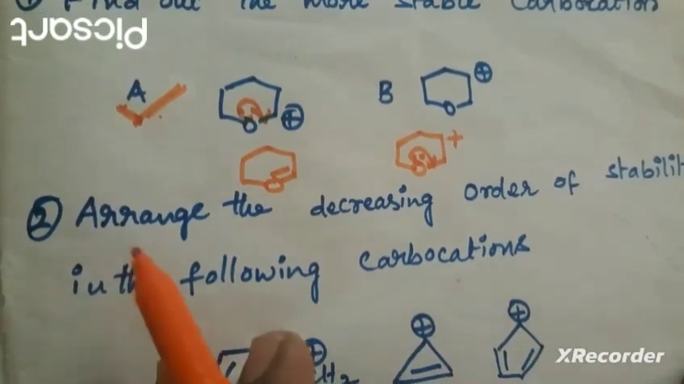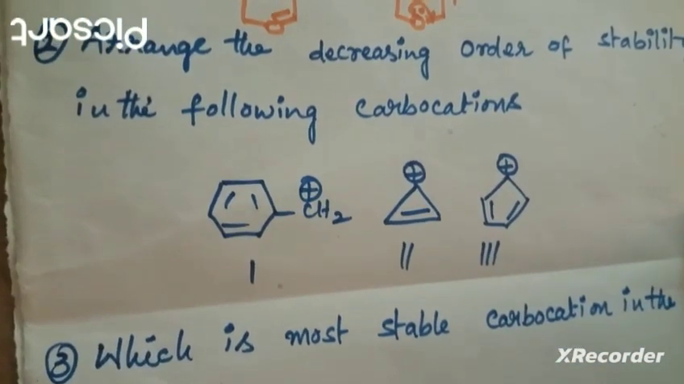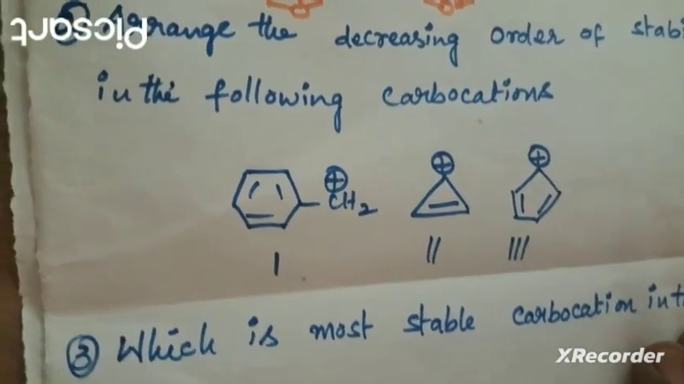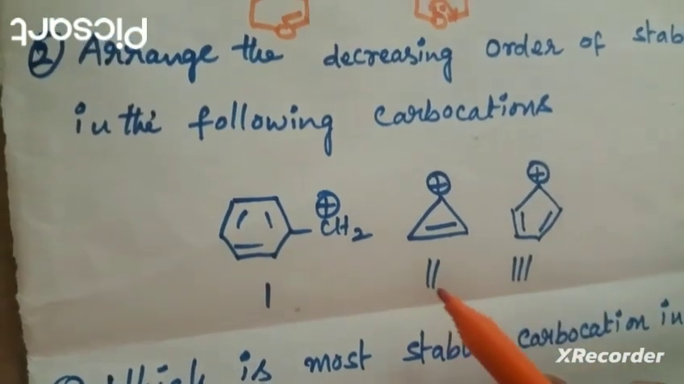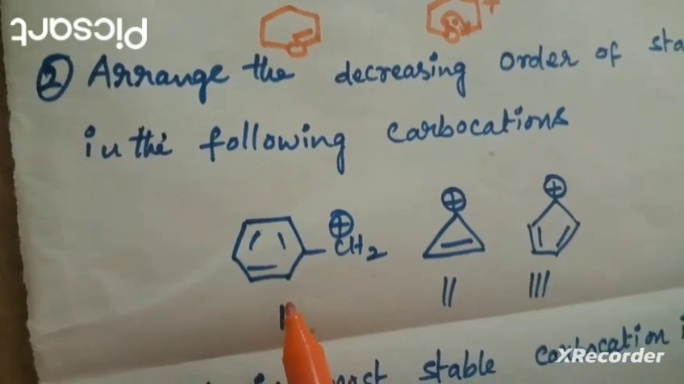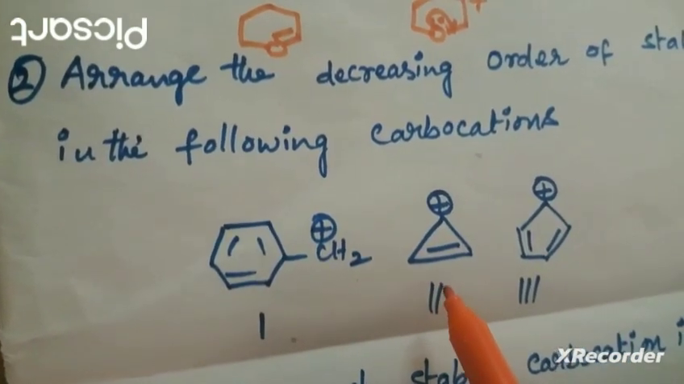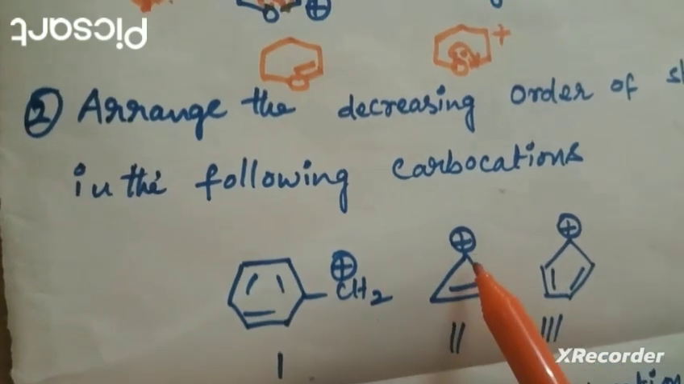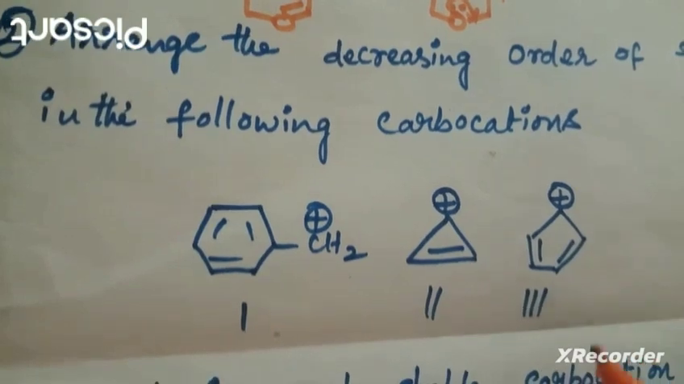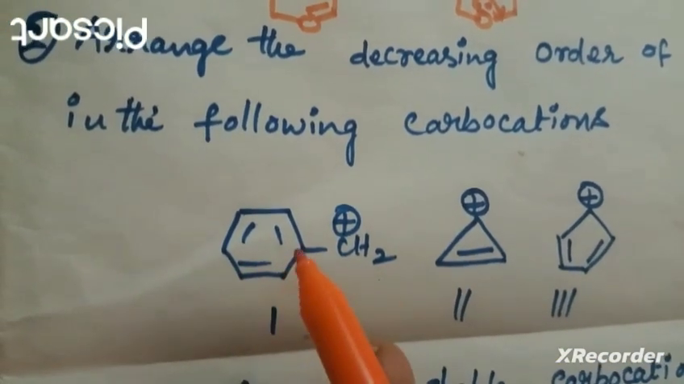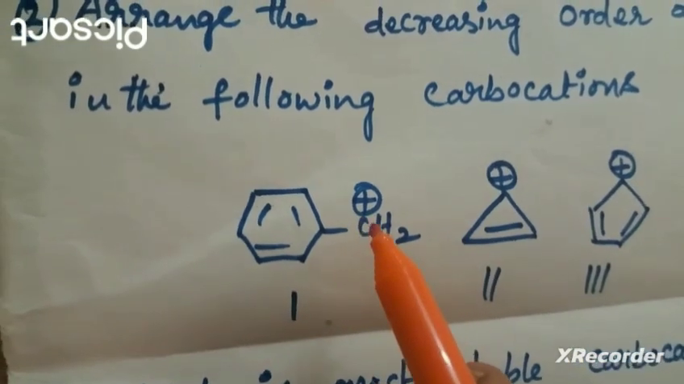Now the second one: arrange the decreasing order of stability in the following carbocations. Here there are three carbocations. The first is the benzyl carbocation, the second is the cyclopropenyl cation, and the third is the cyclopentadienyl cation. So here, what is the factor which is going to affect the stability of the carbocation, that we can see here.